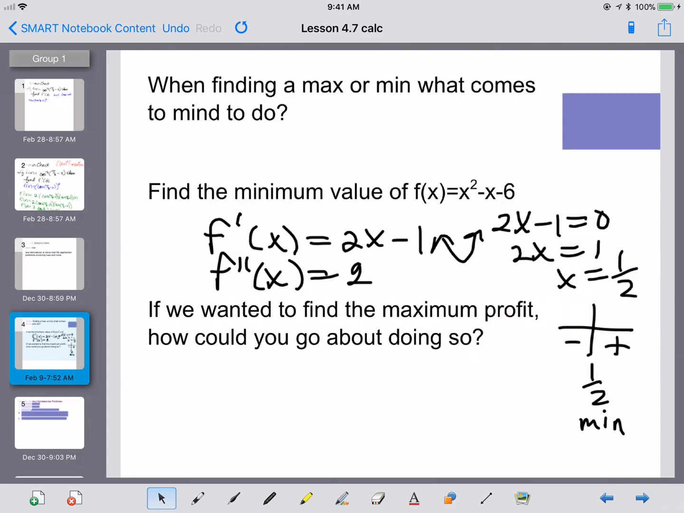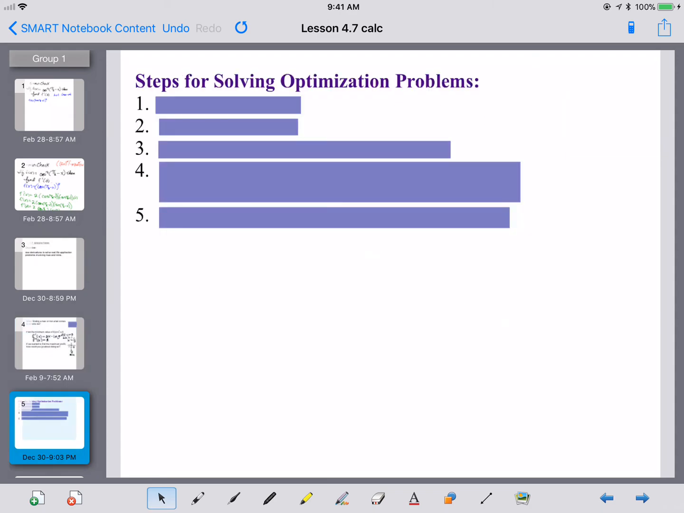So if you wanted to find something like the maximum profit, how would you go about doing that? Well, you would have to find an equation that represents the cost of the items, and then you could still use your derivatives to help you. So let's look at the procedure that you're going to go through. There's really 5 main steps for doing these types of problems.